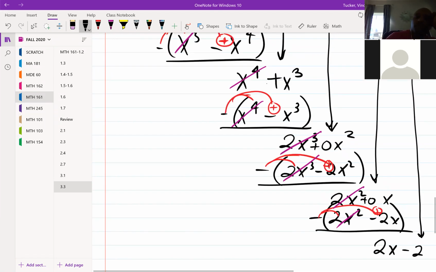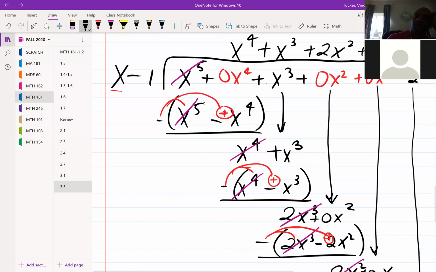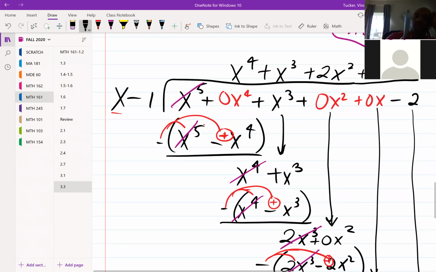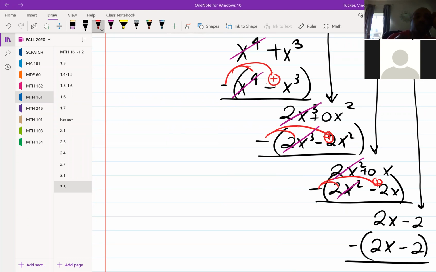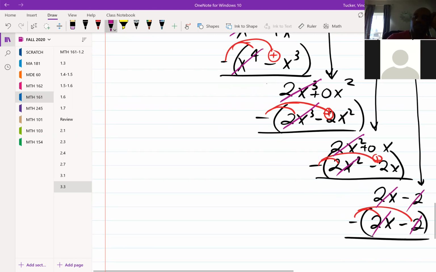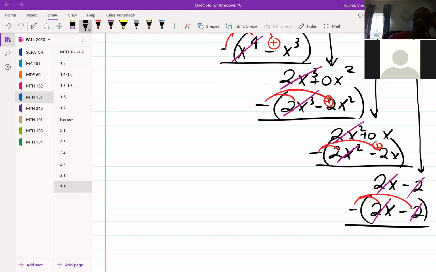And what times x will give me 2x, and that'll just be 2. So 2 times x is 2x, and 2 times negative 1 is negative 2. Your distribution of the negative to subtract. And it ended up canceling out in both cases, leaving you a remainder of 0.